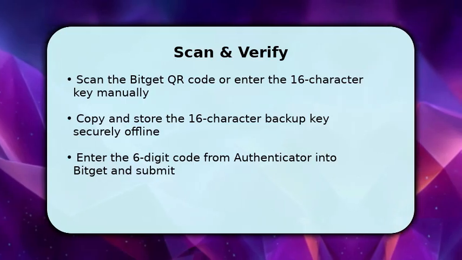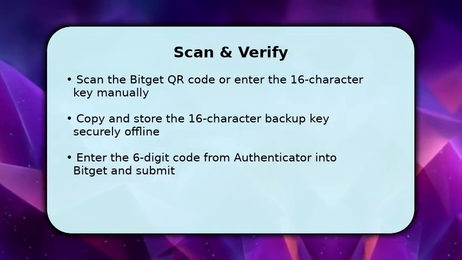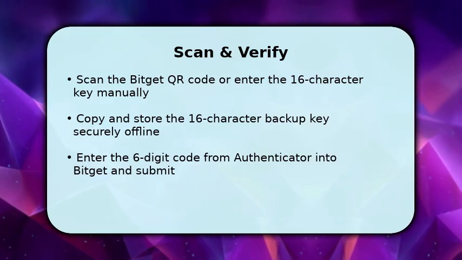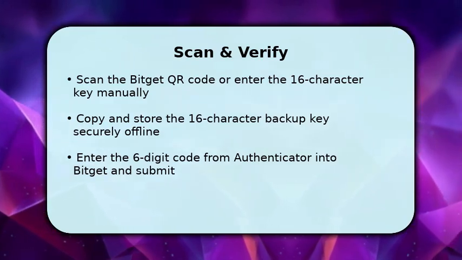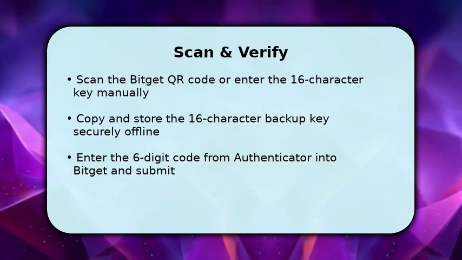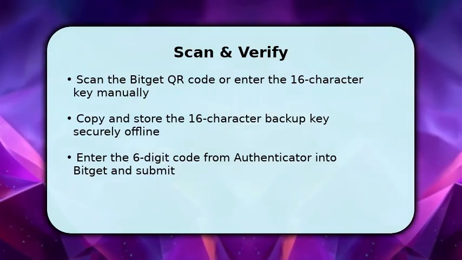Next, enter the current 6-digit code from the app into Bitget's verification field and submit. If it fails, wait for the next code cycle and retry. Time-based codes rotate every 30 seconds, so timing matters.